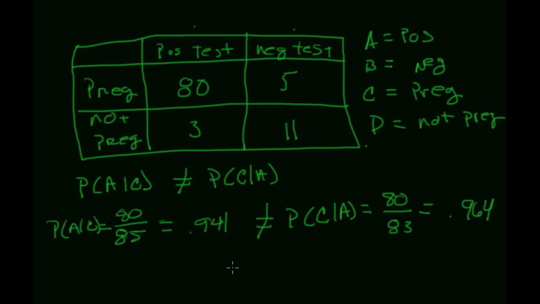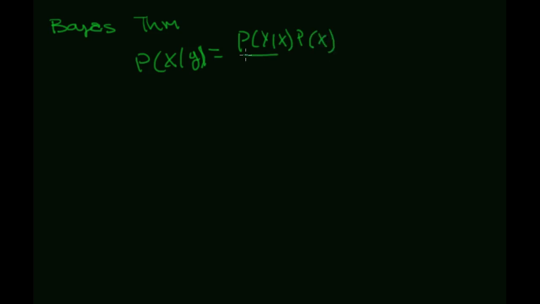Now, there is a pathway between them, and this is what we're going to call Bayes' theorem. Okay, and Bayes' theorem, we're going to look at in a moment here, says that these numbers are related, but they are not the same. Bayes' theorem says that the probability of x given y is the same as the probability of y given x times the probability of x over the probability of y.